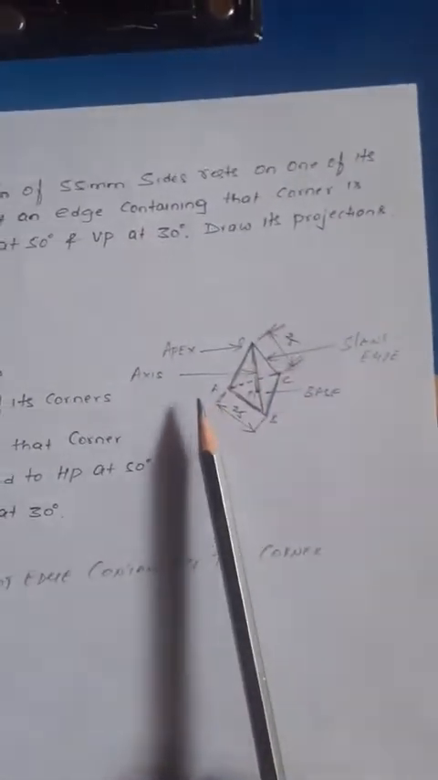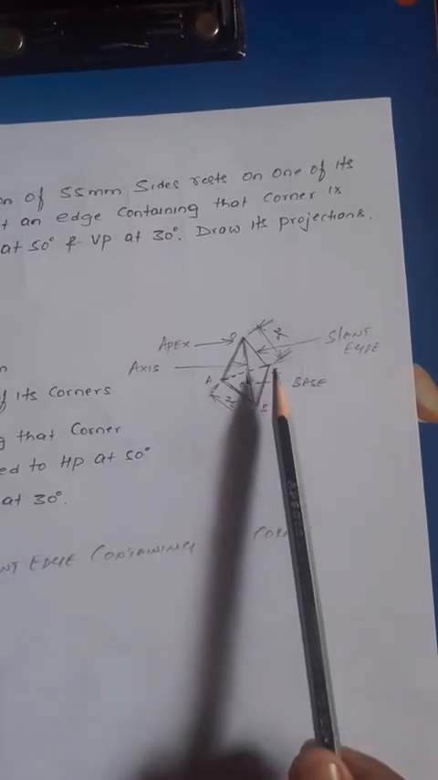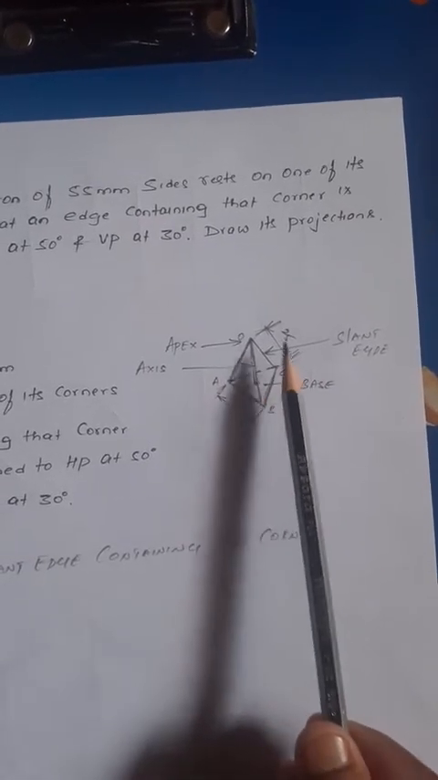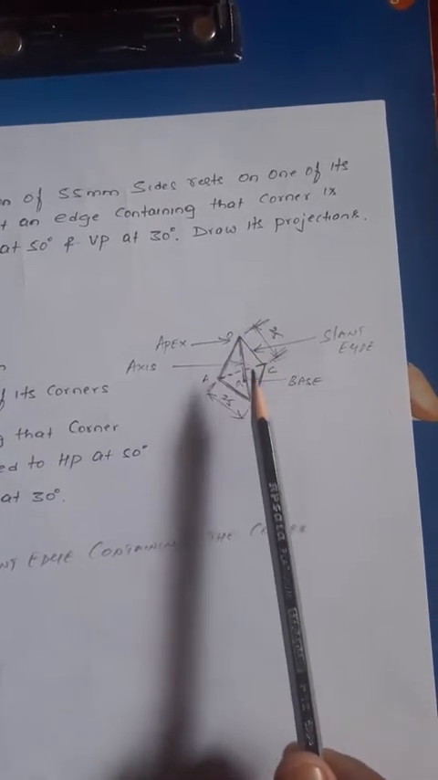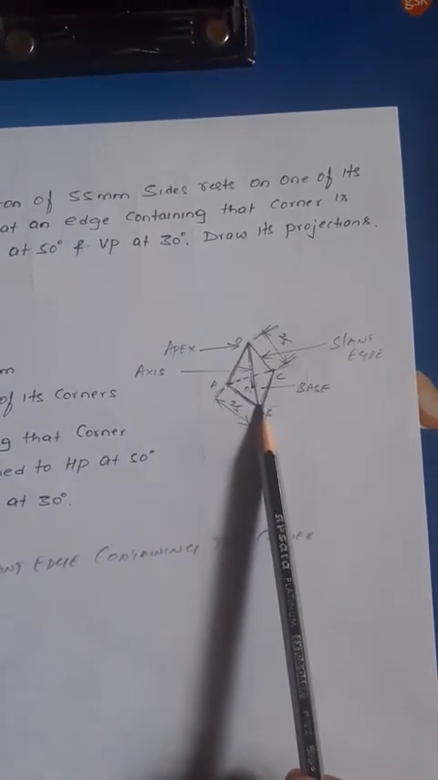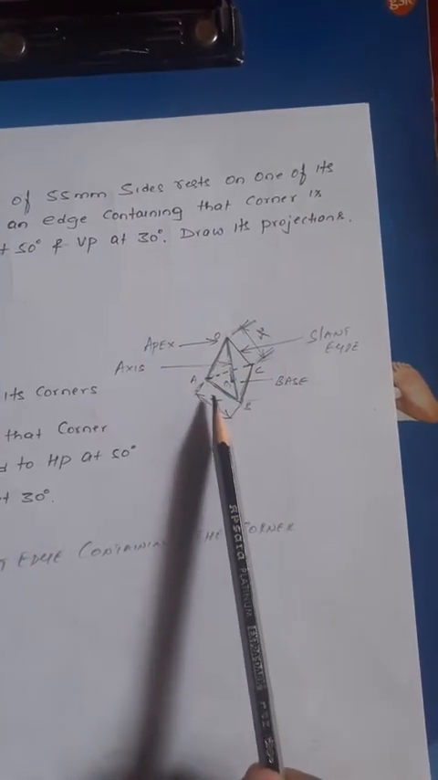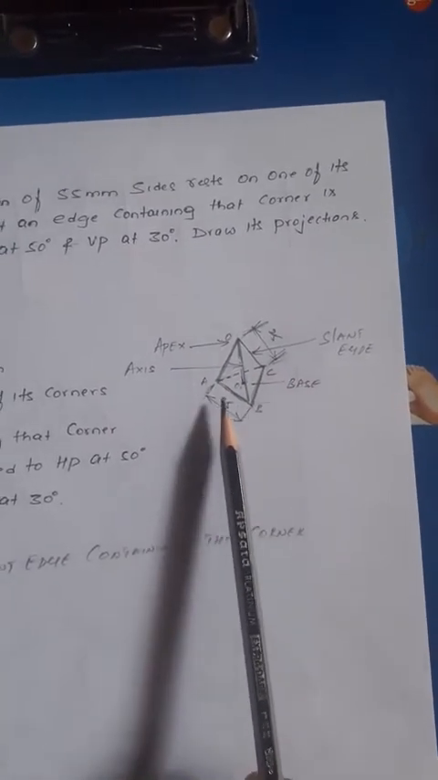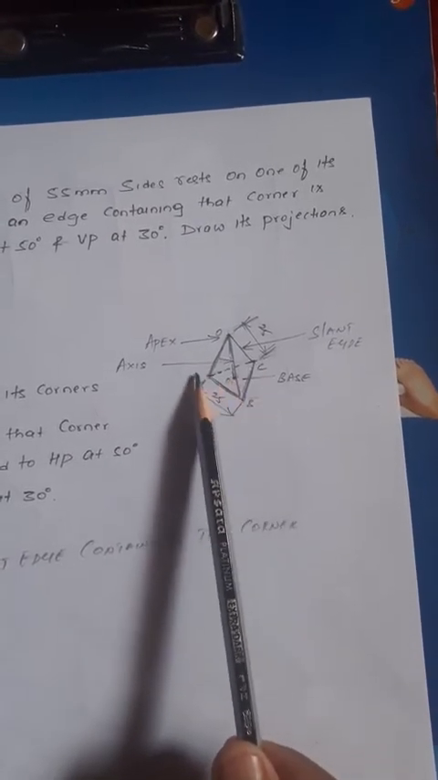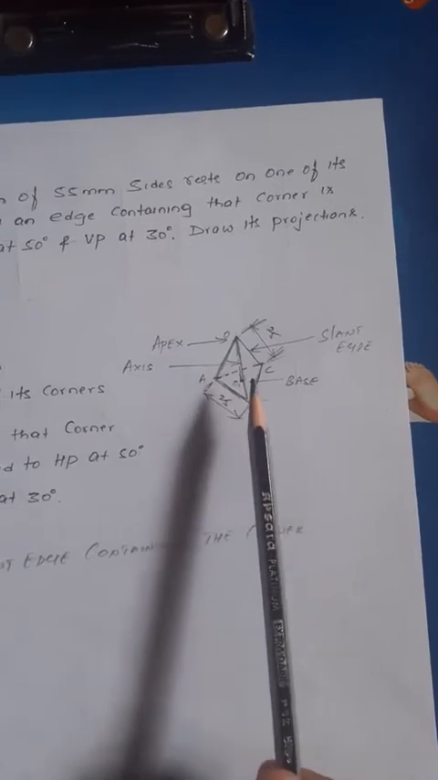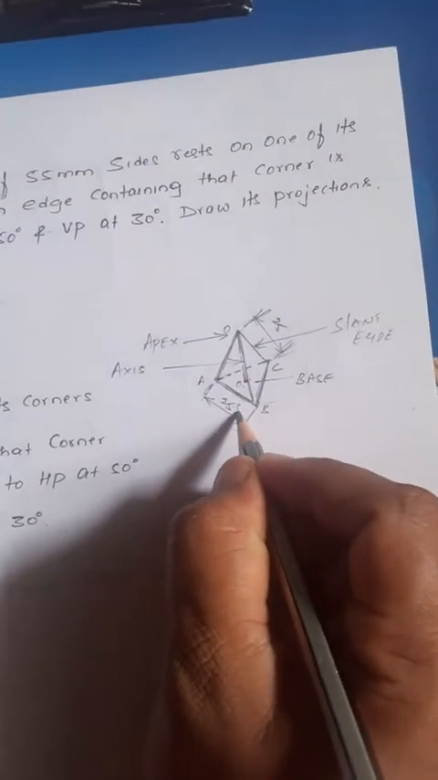What does a tetrahedron mean? The base is a triangle, an equilateral triangle. Then the apex is also there. The lines joining the apex to the base corners are the slant edges. The slant edges also have the same size as the base edge. That is, AB is equal to BC, which is equal to CA. What is the dimension? The same dimension, sorry, this is 55 mm.